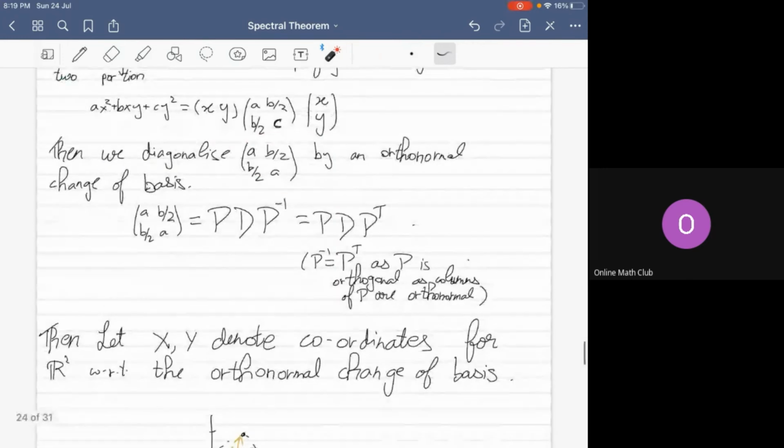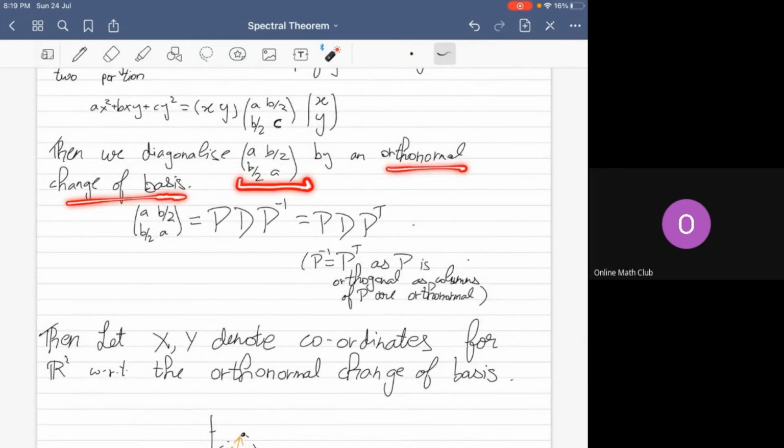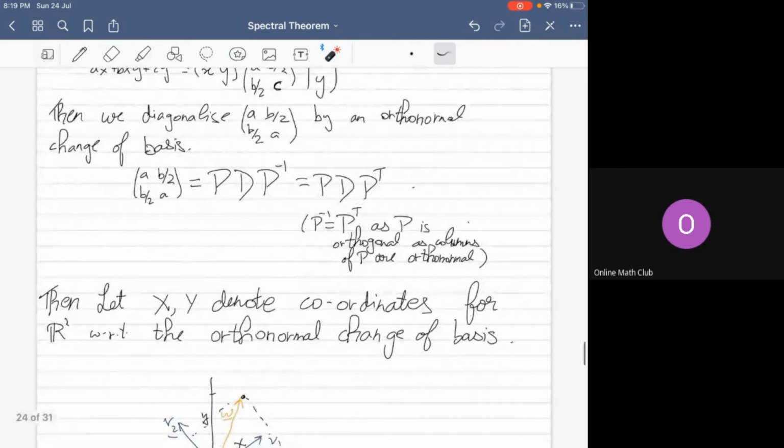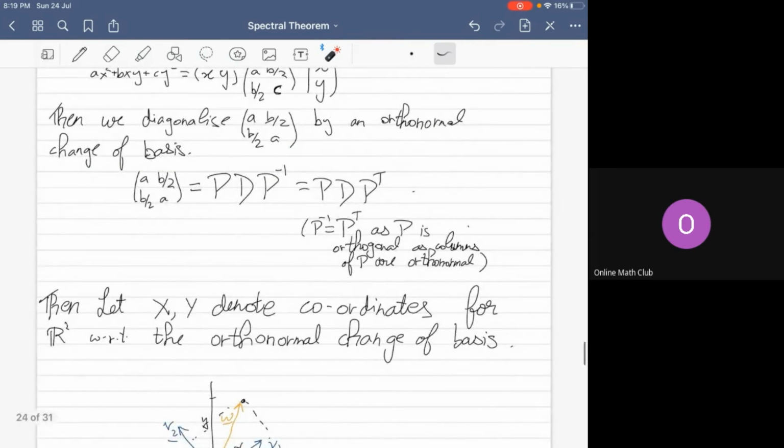And we diagonalize this by an orthonormal change of basis. You will see why we need this to be orthogonal in a minute. So recall that a diagonalization was P D P inverse, where P is an orthogonal matrix.